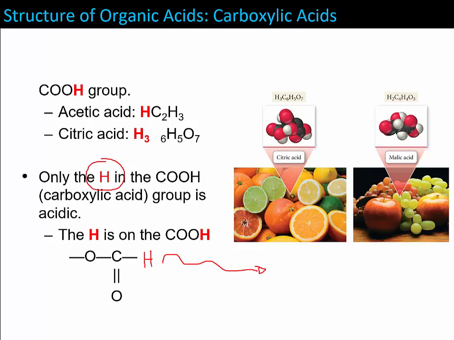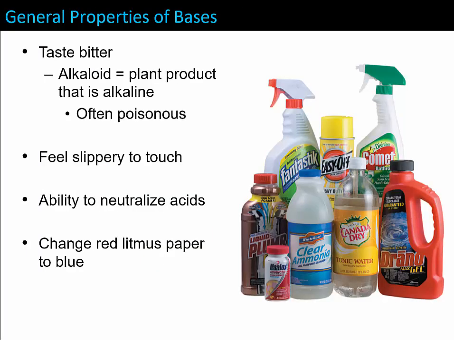So citric acid, malic acid coming from apples, from the Latin word malus, meaning apple. So malic acid is the one that is in a lot of food sweeteners or food souring agents.